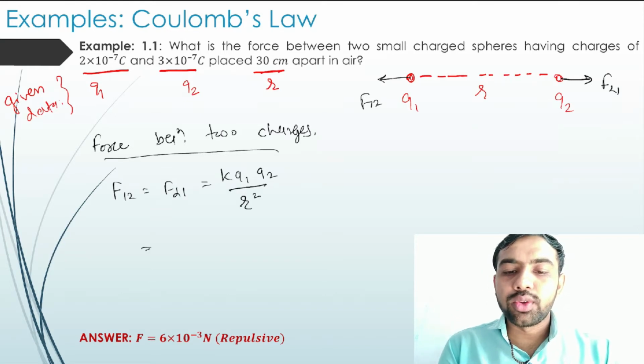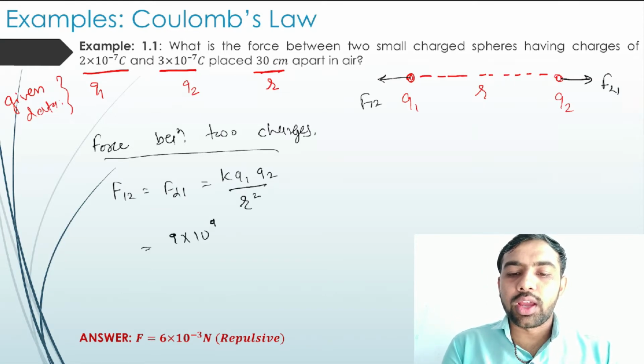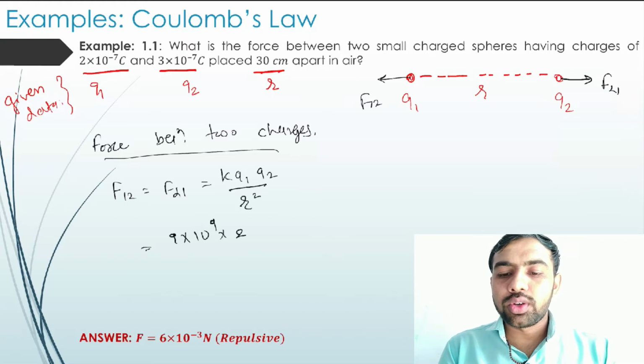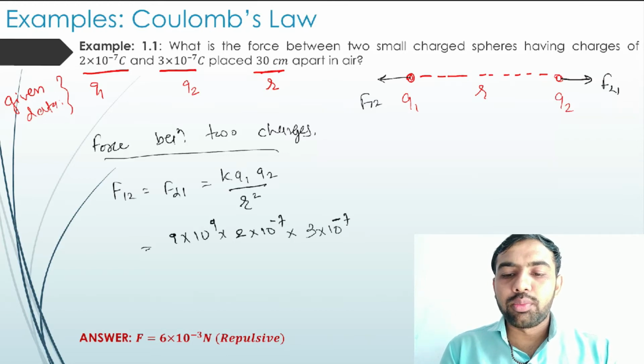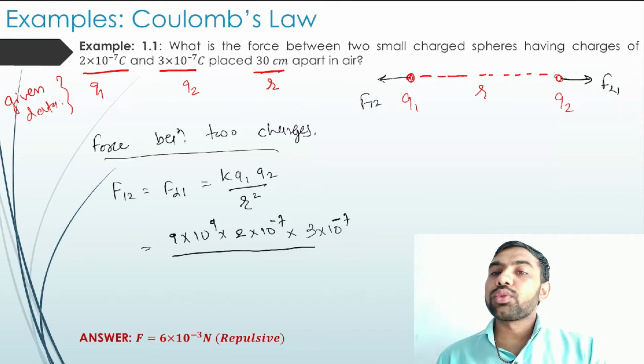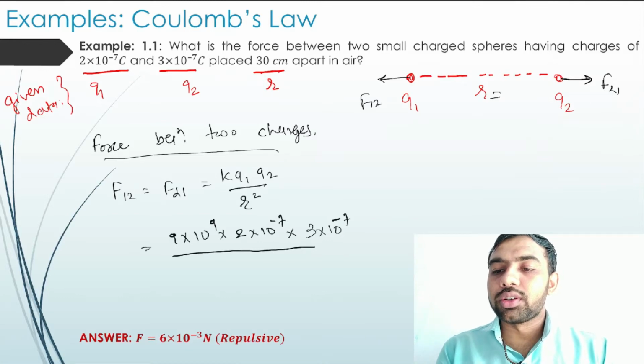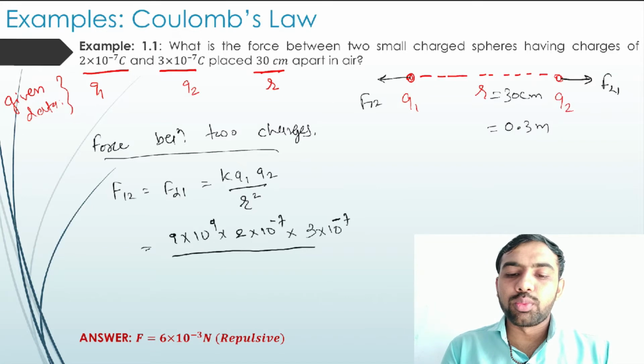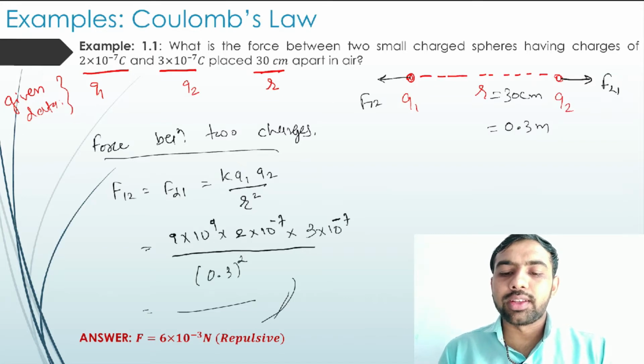So put in all the values: 9 into 10 raised to 9, Q1 is 2 into 10 raised to minus 7, Q2 is 3 into 10 raised to minus 7, upon R square. R is 30 centimeters. Convert to meters: 30 centimeters is equal to 0.3 meter, so 0.3 square. Calculate this by yourself and you get the final answer.